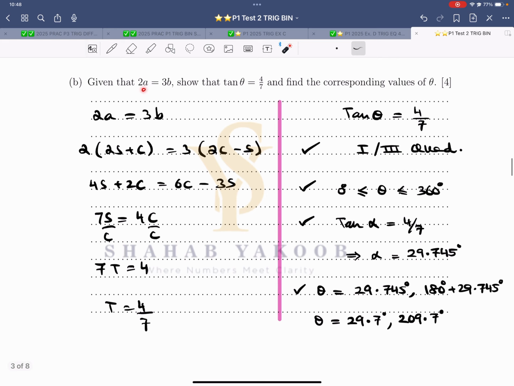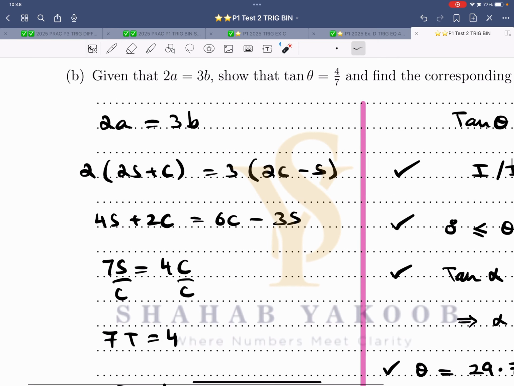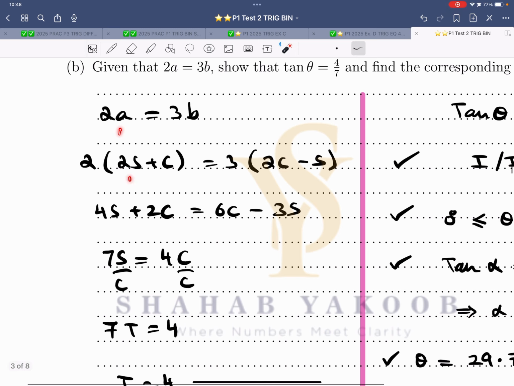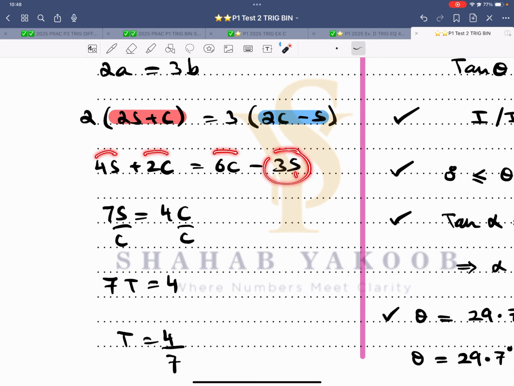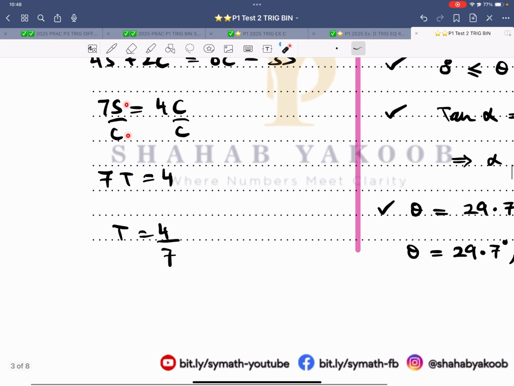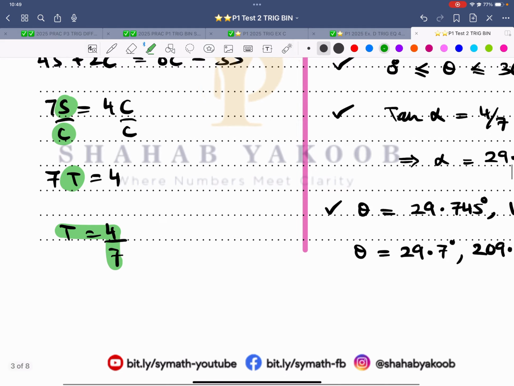Given that 2A is equal to 3B, show that tan theta is 4 over 7. 2 times A, so this is A over here, that is 2A is equal to 3B. Simplify. So we get 8S plus 4C equals 6C minus 3S. Transfer all the S on one side, transfer all the C on one side. S over C, there is nothing in common, therefore we divide and we create tangent. So S over C gives you tangent. S over C is tangent. So tangent equals 4 over 7.